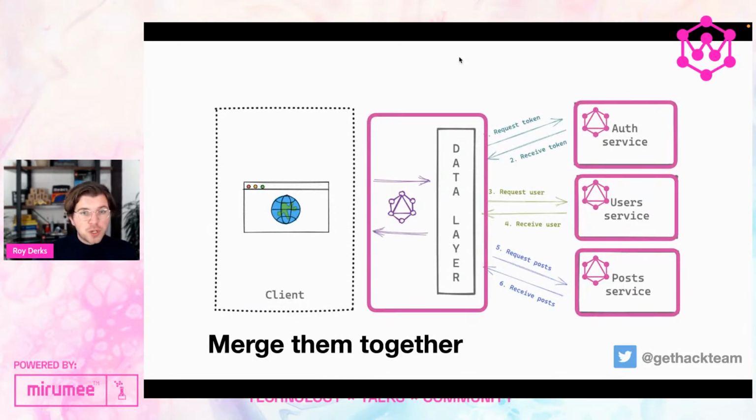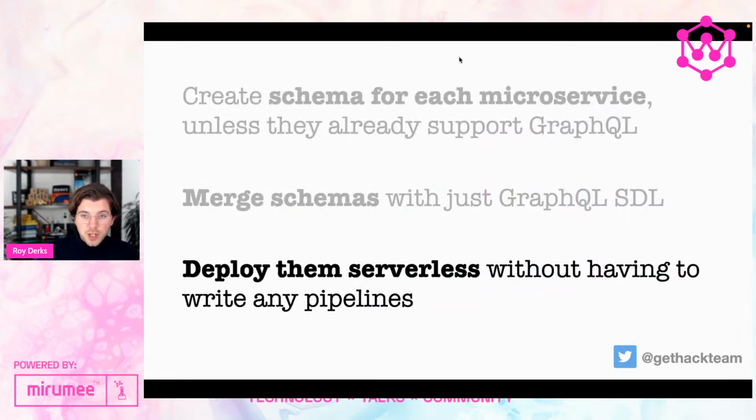And this data layer is truly where the magic happens. So if you already have APIs or microservices in this case that are using GraphQL, you can already combine them in the data layer. If you don't have GraphQL schemas for your microservices because they're using REST, they're using something else, you can still create those GraphQL schemas for them and merge them together later on. And then the neat part here is also that you can deploy them serverless without having to write any pipelines.